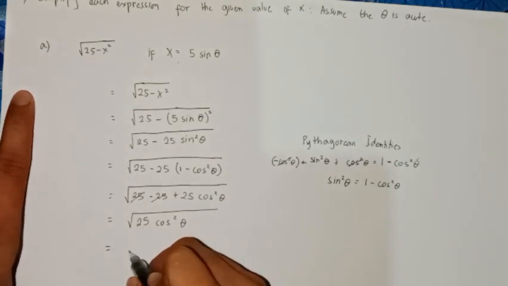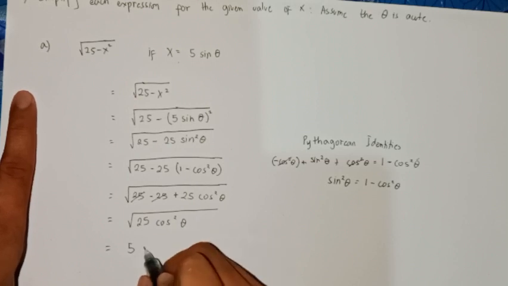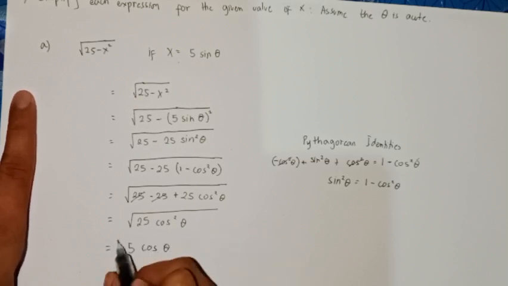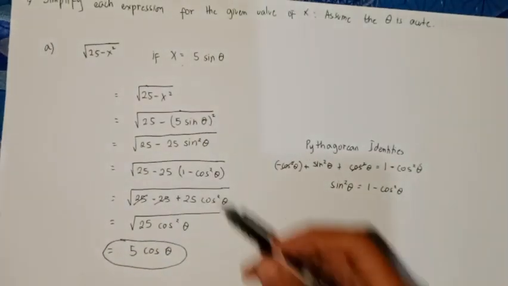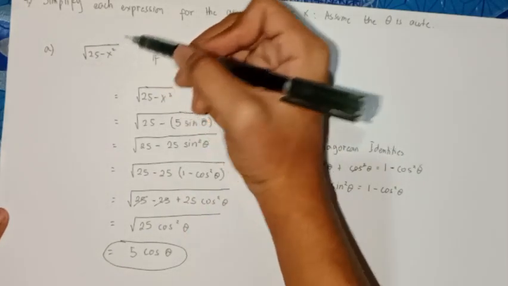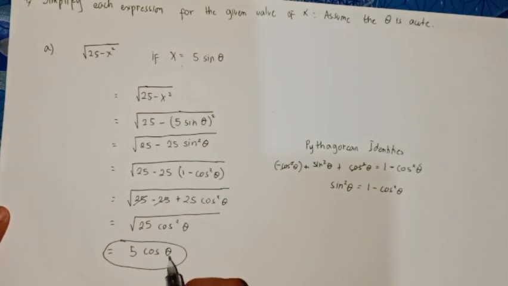Square root of 25 is 5, and square root of cos squared theta is cos theta. Now this is the simplified form of the expression. So the square root of 25 minus x squared, if x is equal to 5 sine theta, is equal to 5 cos theta.